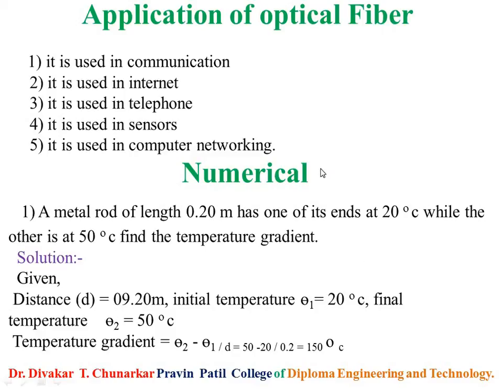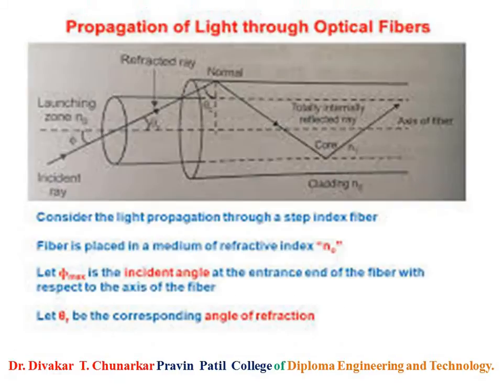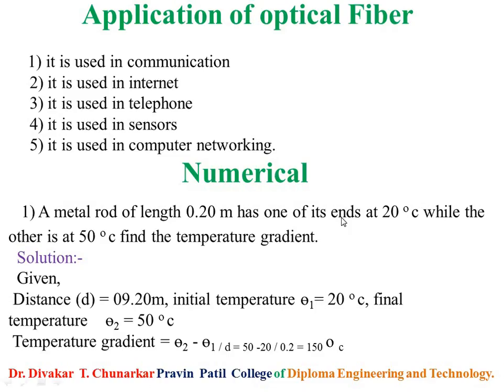And therefore, some light paths will be longer and some will be shorter. Hence, some light rays will exit later and some will exit sooner, as shown in this ray diagram of propagation of light through the optical fiber.